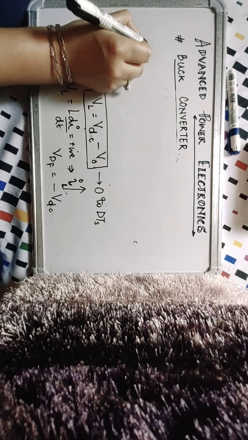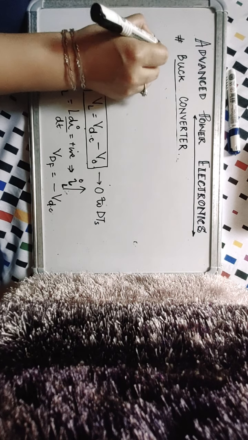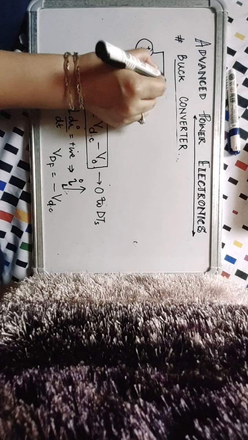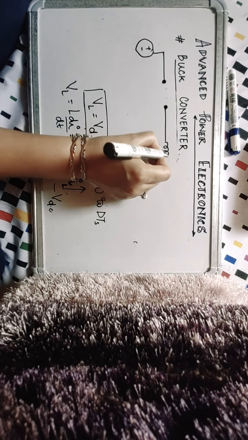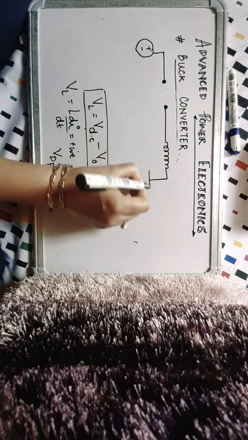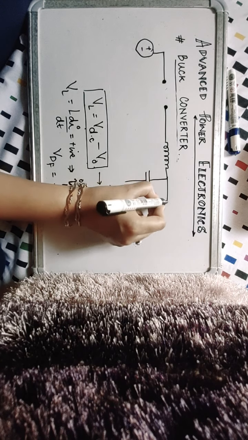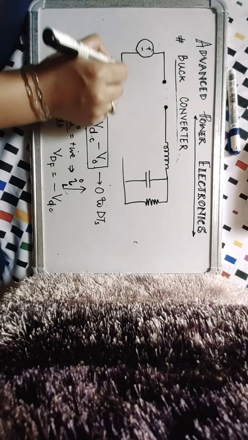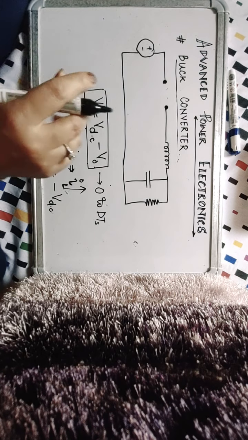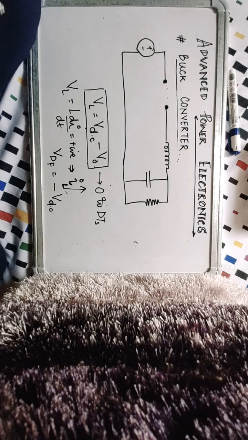So you have the same source, but the switch will not conduct anymore. The inductor is still in the circuit, the capacitor is still in the circuit, the load is still in the circuit. And you have a diode, which we do not know as of now what happens to the diode.